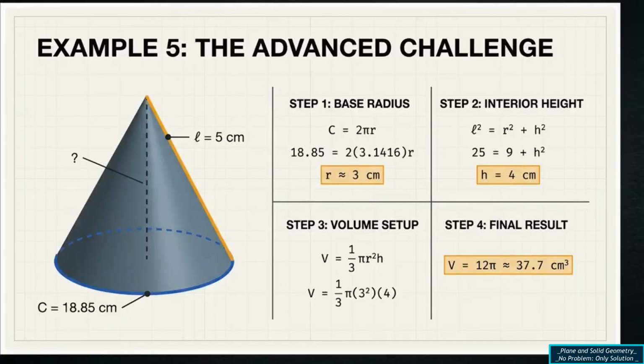First, derive the radius from the circumference. Second, take that radius and the provided slant height, using the right triangle relationship to find the internal straight height. Finally, execute the volume formula.